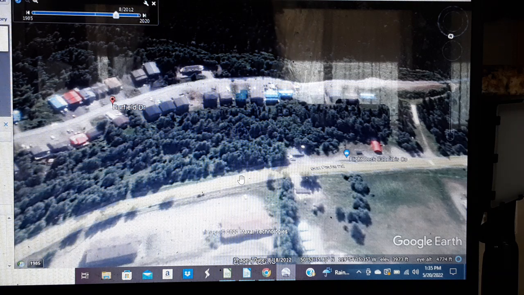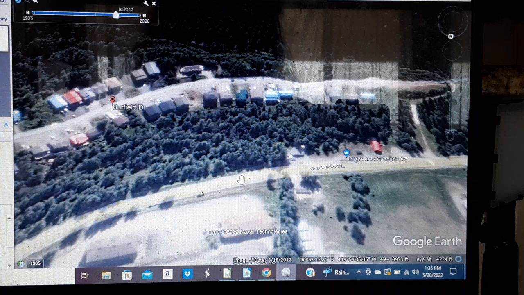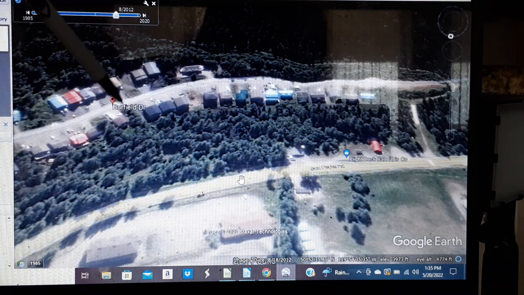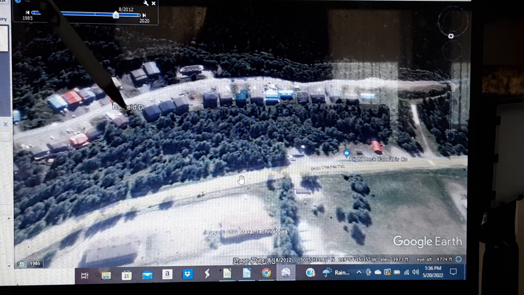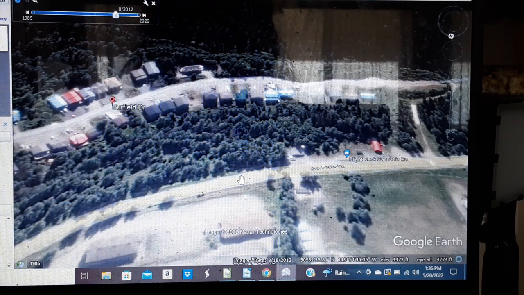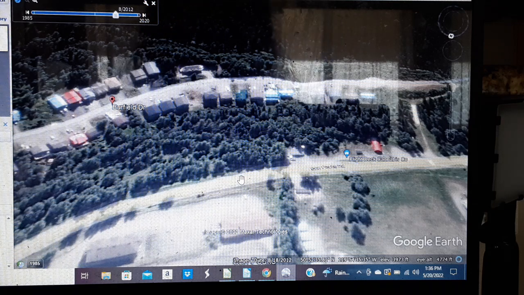Now, the reason this is important is because the building where this party was the night that Ryan disappeared is not even on this map. The building did not exist yet, and it is right there. See these bushes right here? That is where the house is now. That's where the party was, but in August of 2012, it did not exist yet. So please keep that in mind.